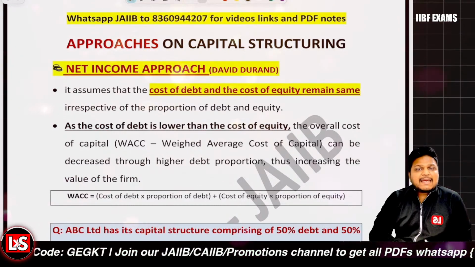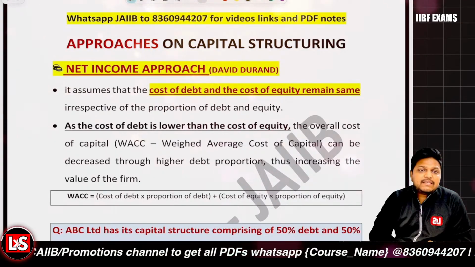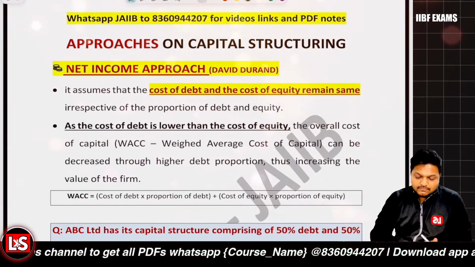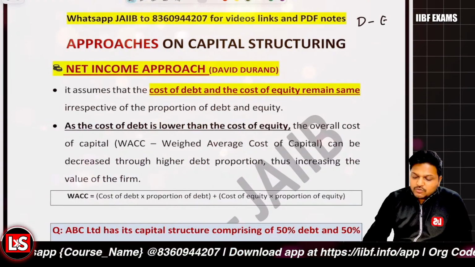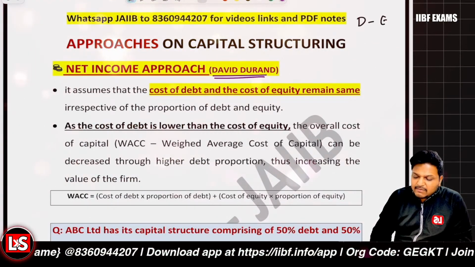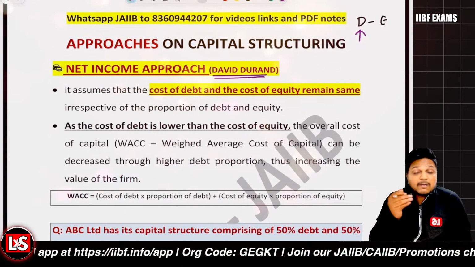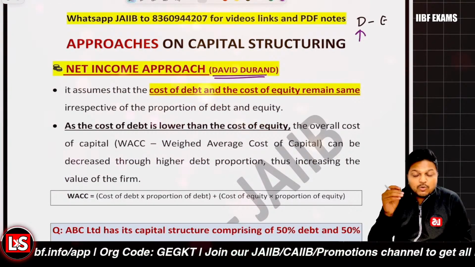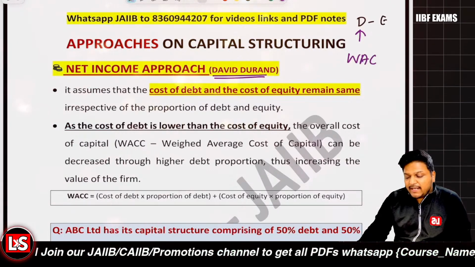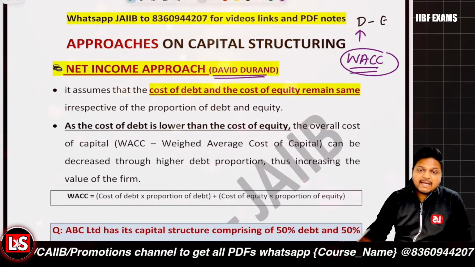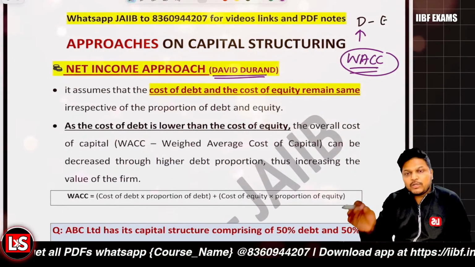They said that the capital structure is relevant. We know that capital structure is either the debt or the equity. So as per the David Durand net income approach, if we are going to increase the debt component in the capital structure, that's going to reduce the overall WACC. WACC is the weighted average cost of capital, meaning an average cost including the debt and the equity.